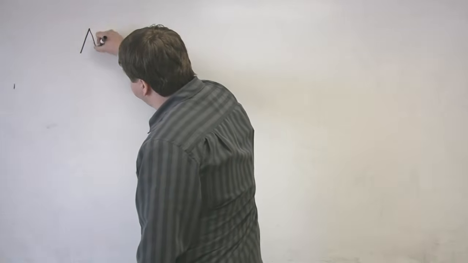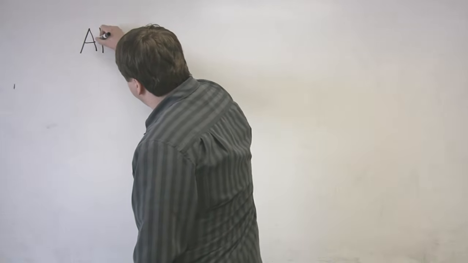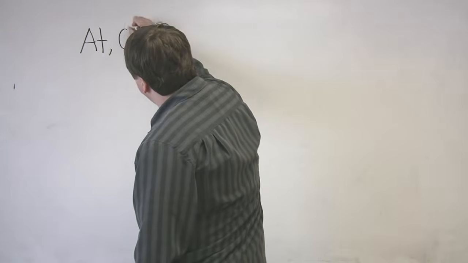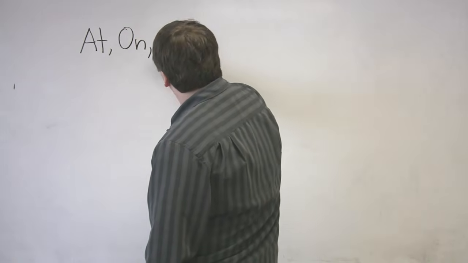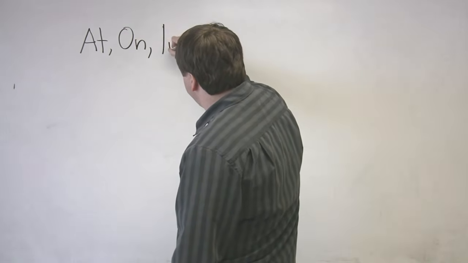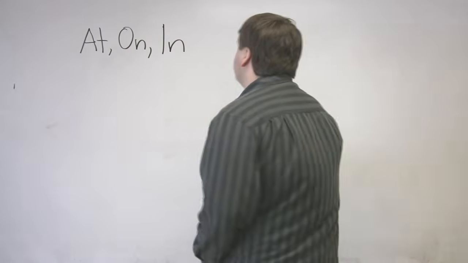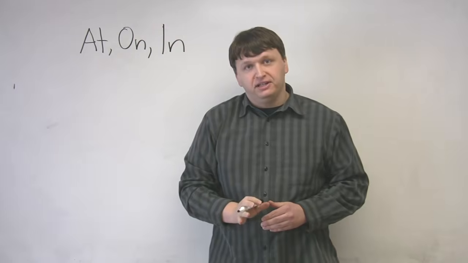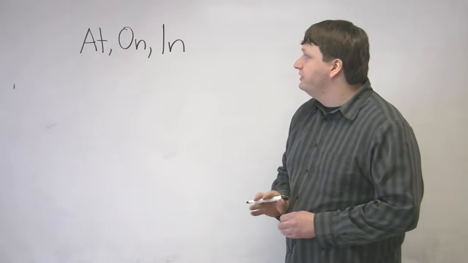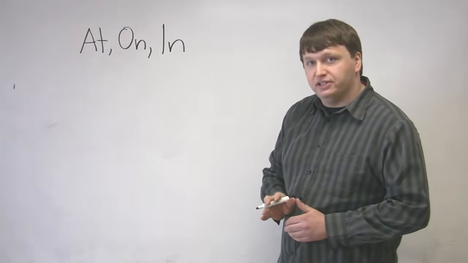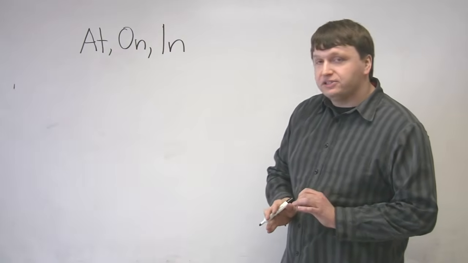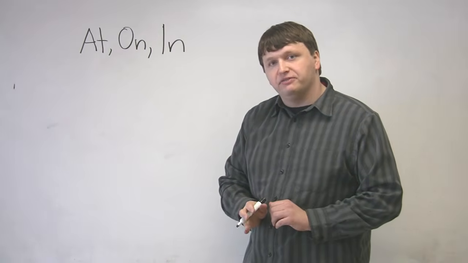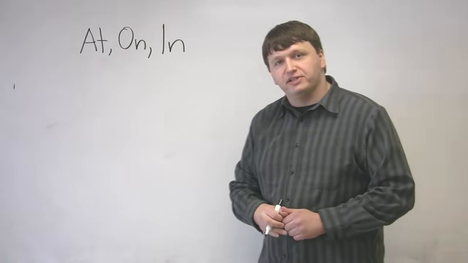at, on, and in. Now, these are all prepositions of place or location, and all of them have very special uses in the English language. So let's look at a graphical representation of each preposition before we start looking at some examples.